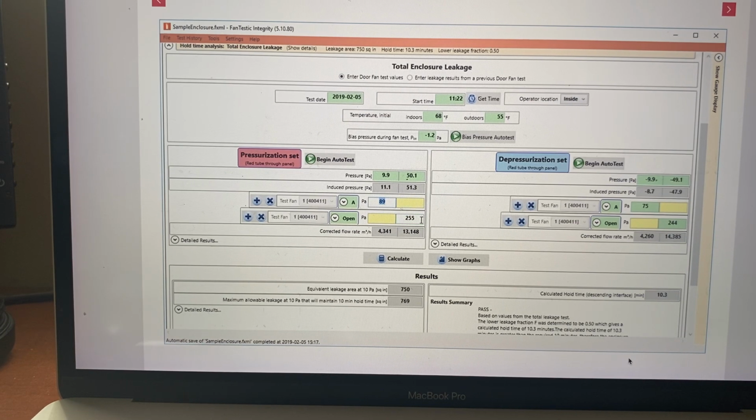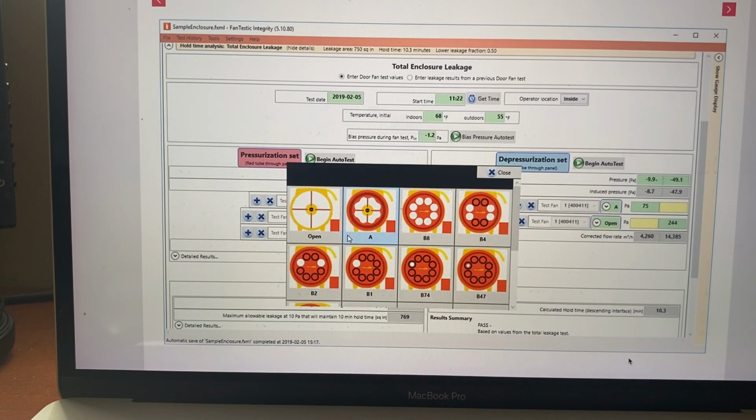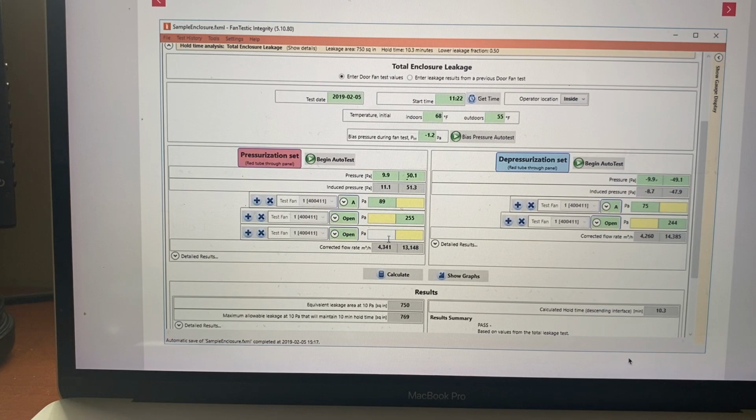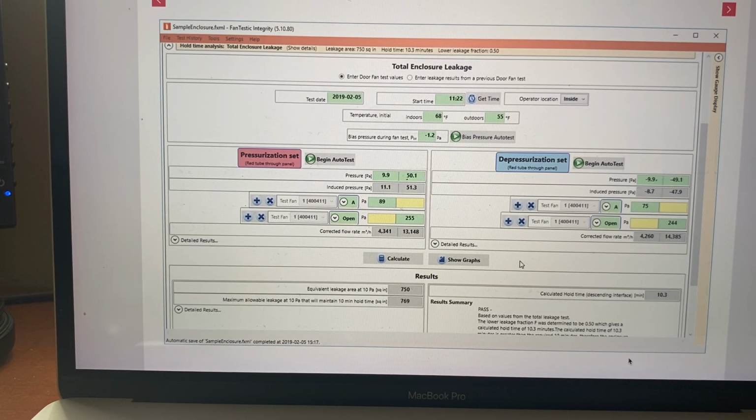You'll notice that this is split between two lines. You can add lines by clicking the plus button. It'll give you a new line, and you can change the range and enter the fan pressure. So in this case, we split up the 10 and the 50 Pascal between two lines. You want to make sure you leave a blank spot if you have to add a second line. You do not want to put anything in the blank cell.